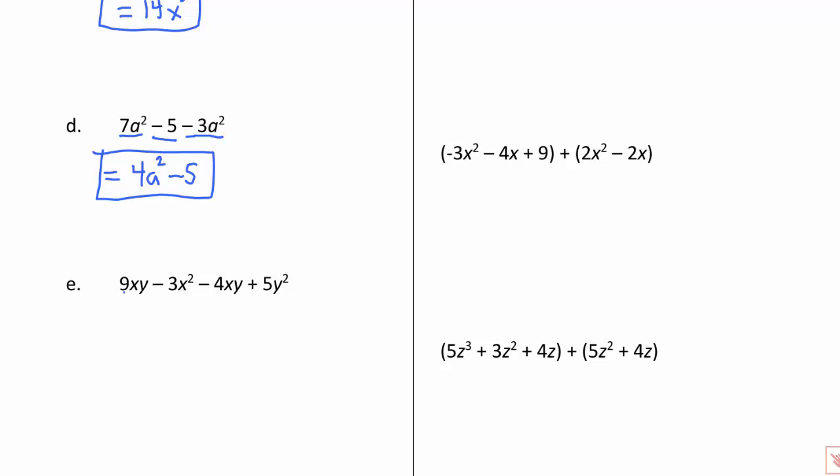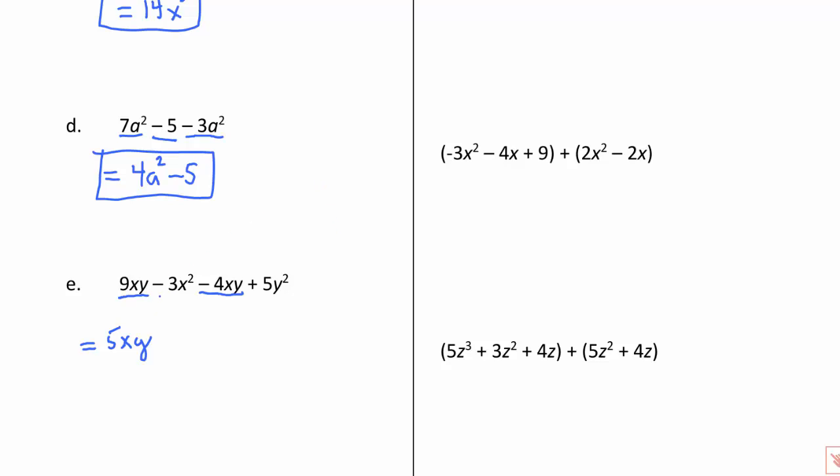Let's look at E. Okay, there are 4 terms here, so we're going to combine them if we can. Look at the first term, 9xy. The second term, although it's degree 2 just like the first one, it has different variables. So therefore we cannot combine 9xy and negative 3x squared. However, negative 4xy is in fact a like term with 9xy. They both have the same variable, each raised to the first power. So 9 minus 4 is 5. And then keep the labels the same, which are in this case xy.